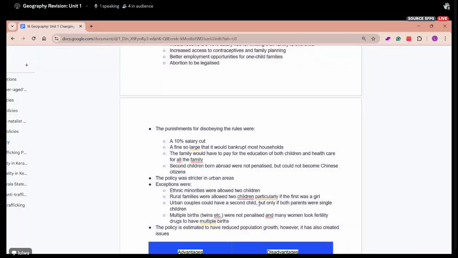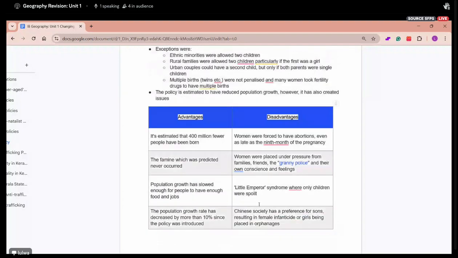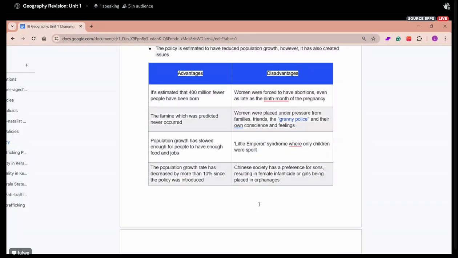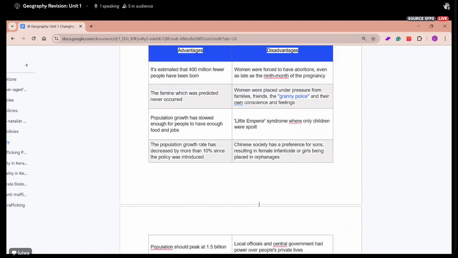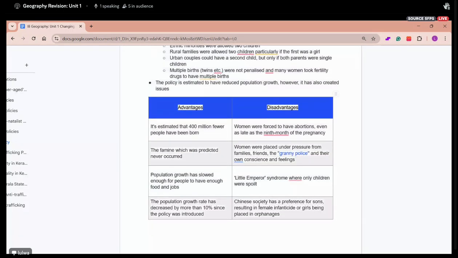However, it also created issues. Advantages, though, is that 400 million fewer people have been born, the famine never occurred, population growth has slowed enough, and the population growth rate has decreased. However, disadvantaged women were forced to have abortions, even as late as 9 months into the pregnancy, which is really unhealthy. Women were placed under pressure from families, friends.